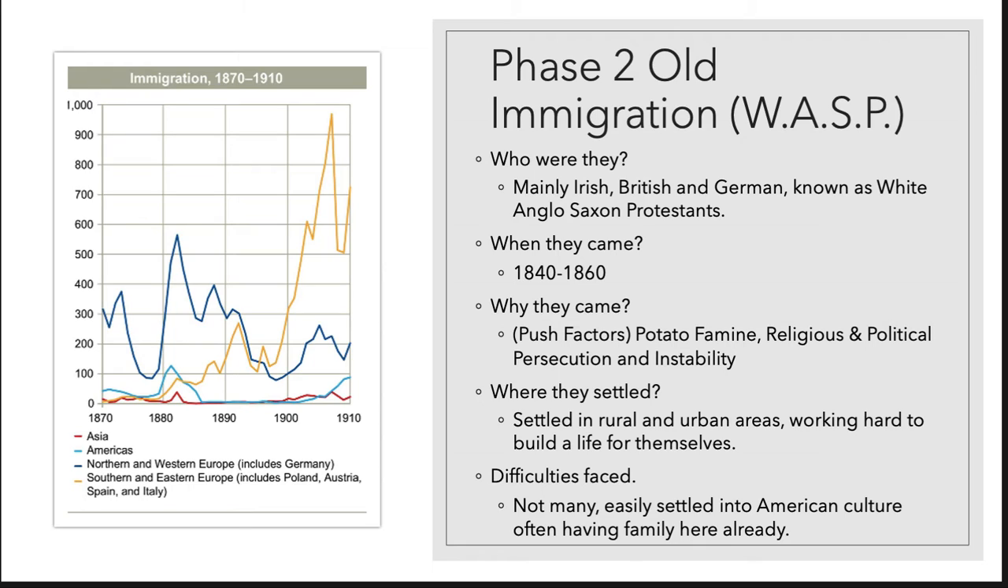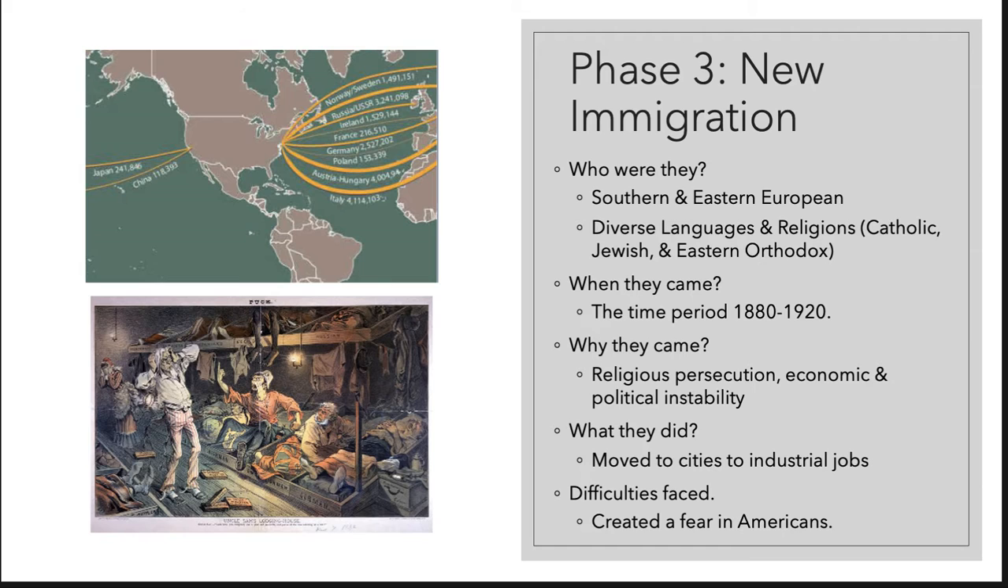That's the same group that we're talking about here. But in 1890, you see a shift of who's coming into the United States, 1890 to 1910. And that's going to be Southern and Eastern European, which includes Poland, Austria, Spain, and Italy. And notice the big difference there in who is coming to the United States. And that leads us right into the third phase of immigration.